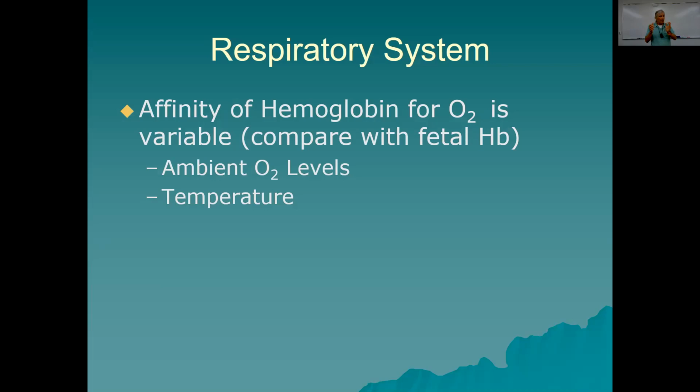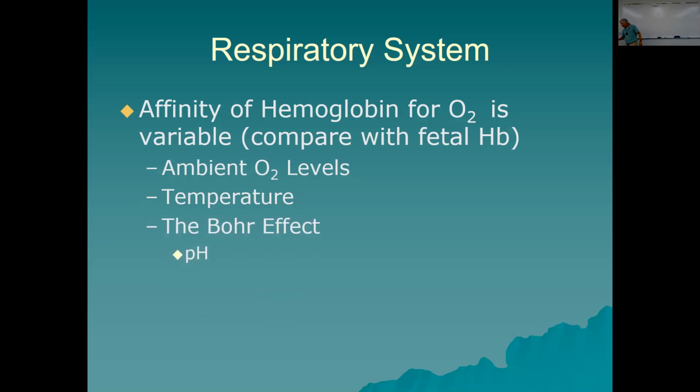Well, yeah. What happens to your muscles when you exercise? Do they get hot? They get a lot hotter. And this helps dump oxygen off of hemoglobin, because the hotter it is, the lower the affinity that hemoglobin has for oxygen, the weaker the bond. All right.